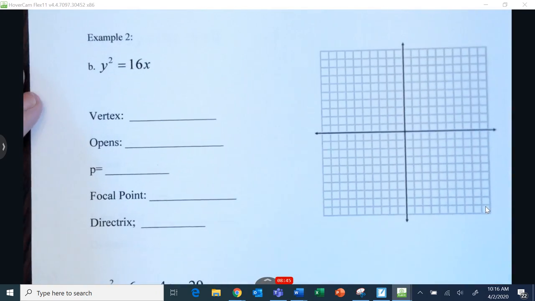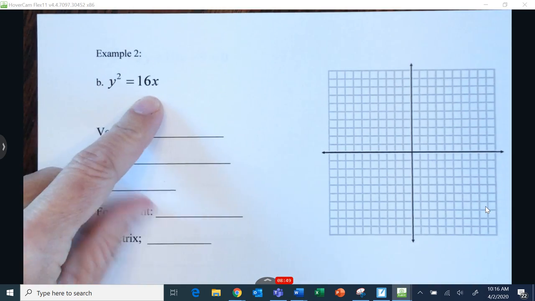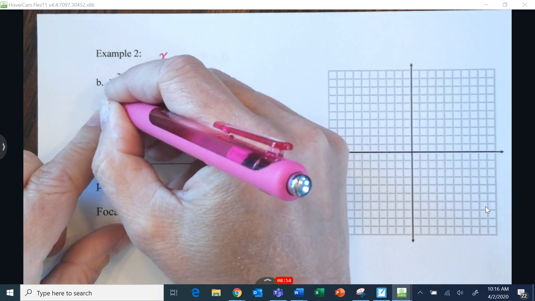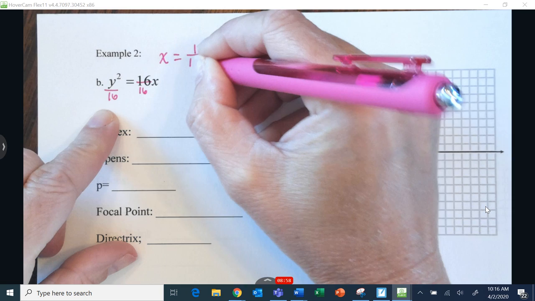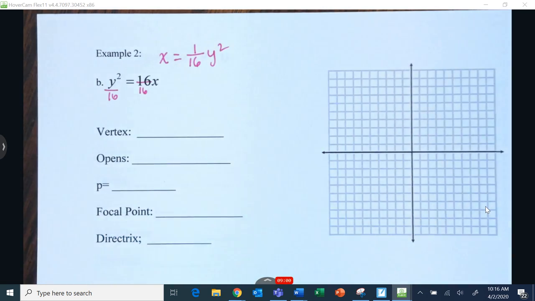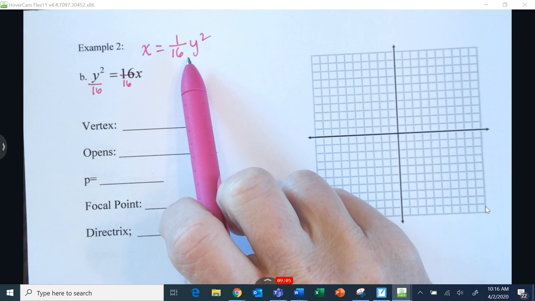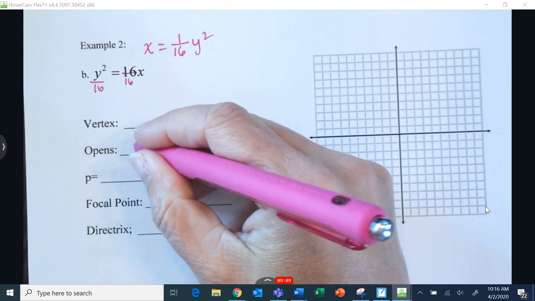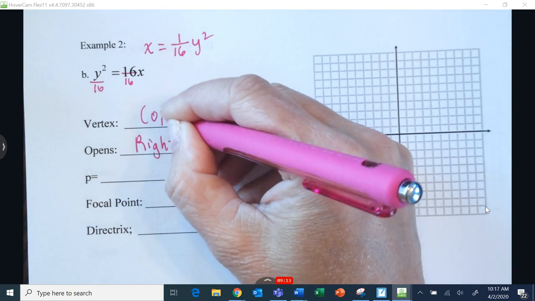Here's a few more examples. Example 2, y squared equals 16x. So this is y squared. I need to solve this for x. I'm going to divide both sides by 16, or just multiply by 1/16, and I get x equals 1/16 y squared. So this is the kind that opens left or right. Because 1/16 is positive, this is going to open to the right. The vertex is at (0, 0).